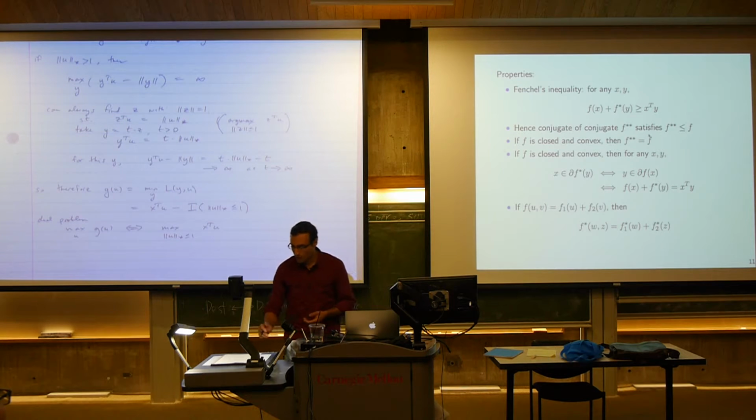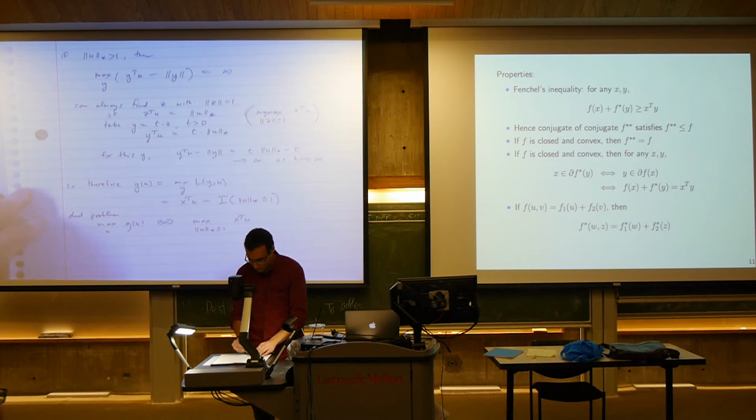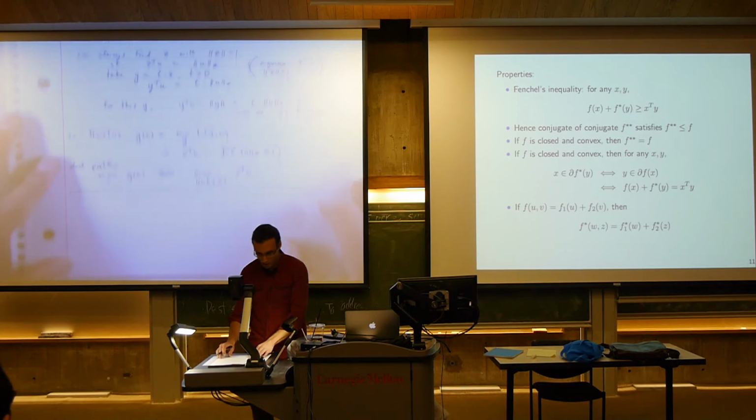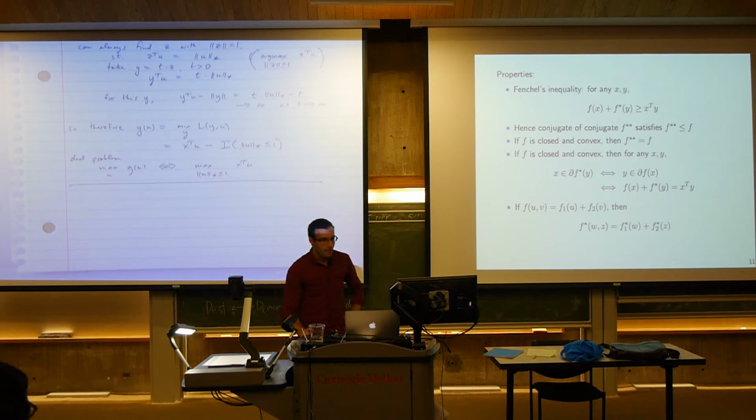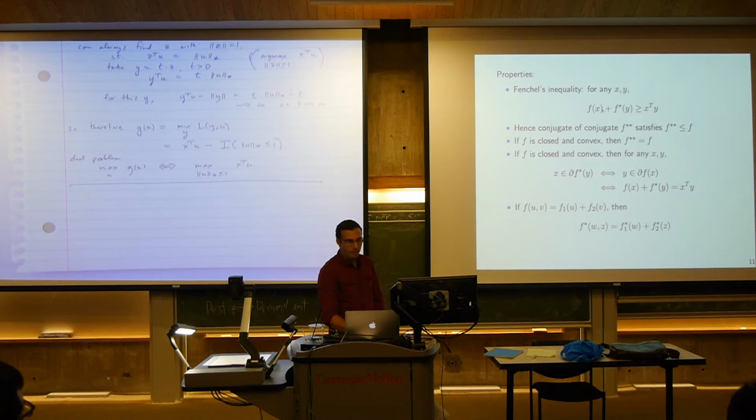Okay, so this thing is called Fenchel's inequality. It's the first property of conjugate functions. And it's that for any points x and y, f of x plus f star of y is bigger than or equal to x transpose y. That's true for any points x and y. Where does that come from?